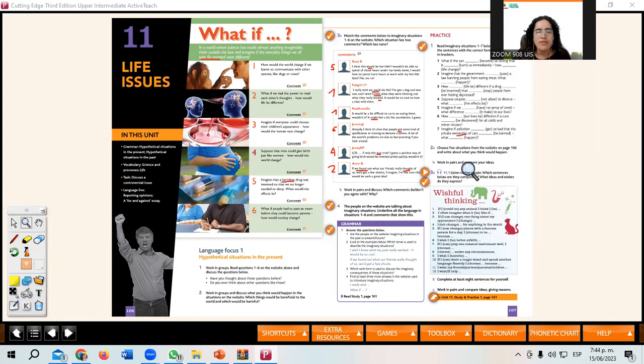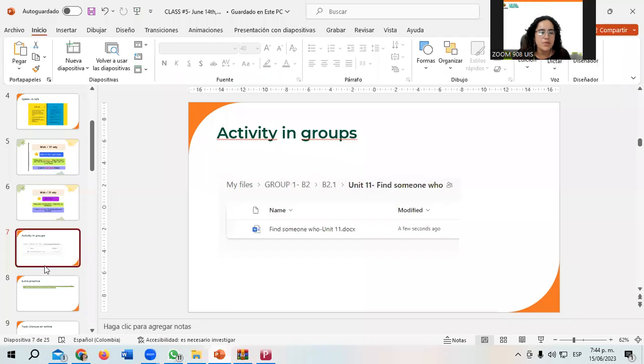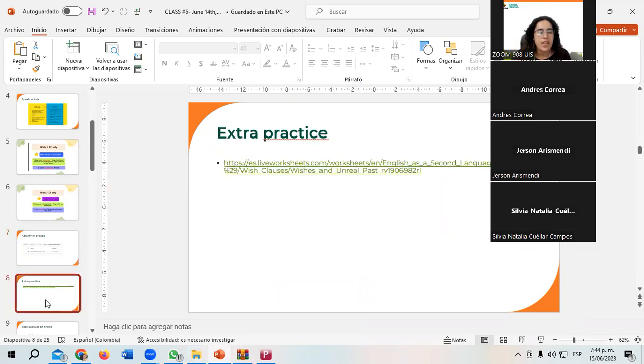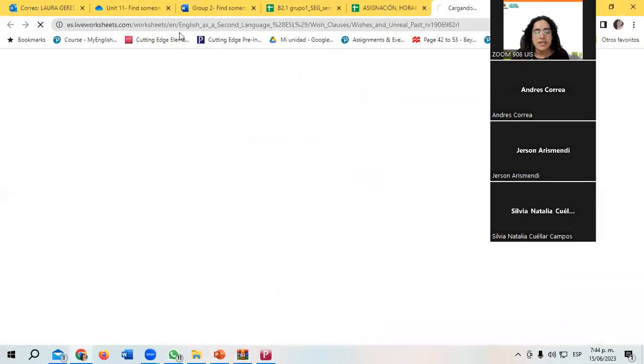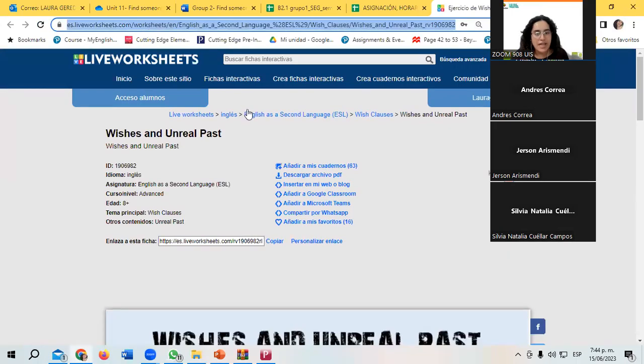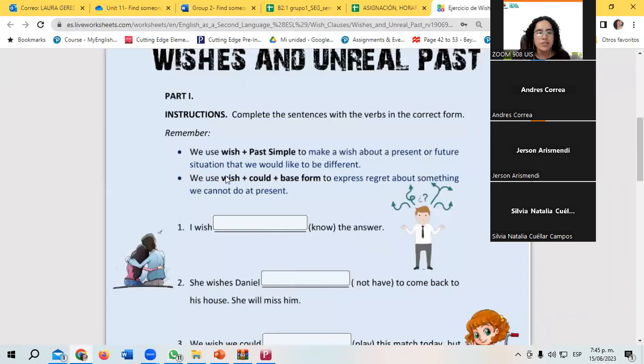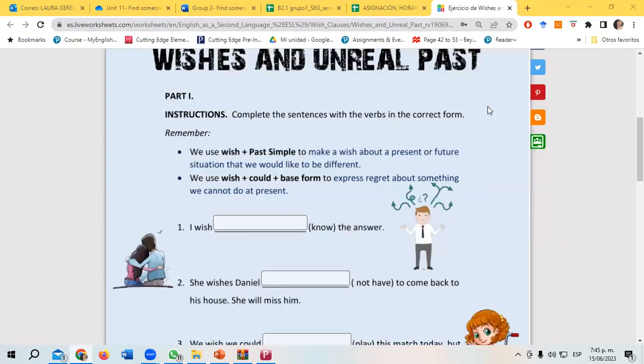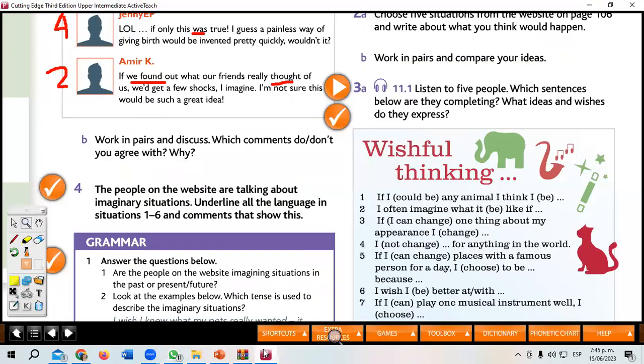Ready, guys. So we can finish for today. We didn't have enough time to do the activity in groups. Maybe at the beginning of our lesson tomorrow, we can take some time to do this exercise, find someone who, just to continue the practice of the unreal past. I have an extra link for you. This is no homework. This is just an extra activity if you want to practice a little bit more about wishes or the unreal past, okay? There you have the link in the chat.